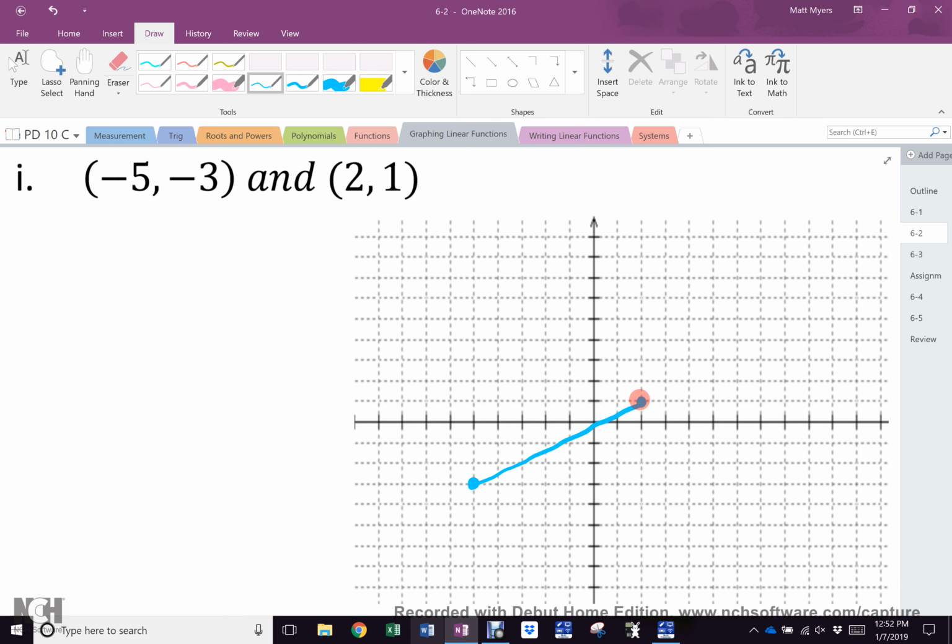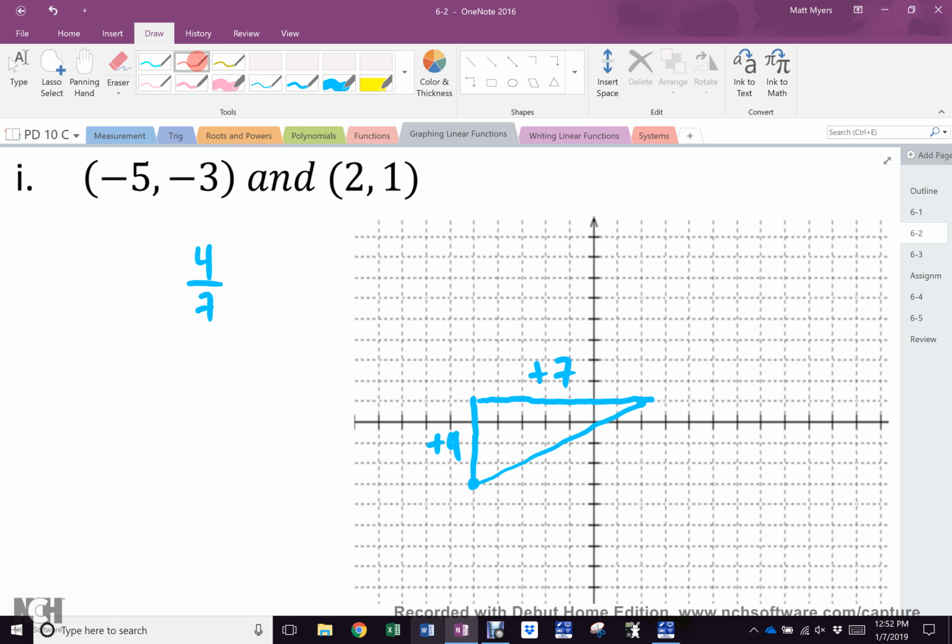I count the rise and the run. From which point, Sean? Does it matter? If I go from here, what's the rise? 1, 2, 3, 4. Positive 4. And if I go then run, 1, 2, 3, 4, 5, 6, 7. Positive 7. So what's the slope?